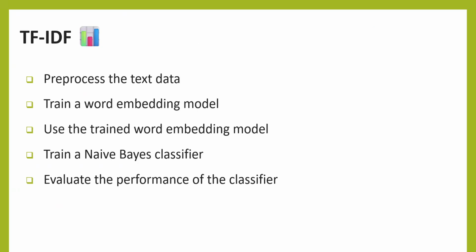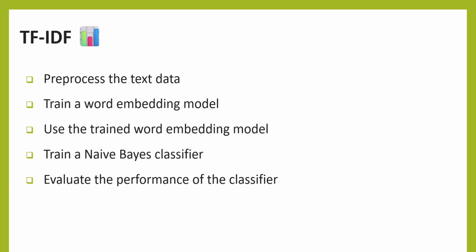Next comes TF-IDF, which means term frequency-inverse document frequency, which is a measure of the importance of a word in a document. It is calculated by multiplying the frequency of a word in a document by the inverse frequency of the word in the entire corpus. Basically, TF-IDF is a simple and effective way to weight the importance of words in a document. It is widely used in text classification and information retrieval tasks.